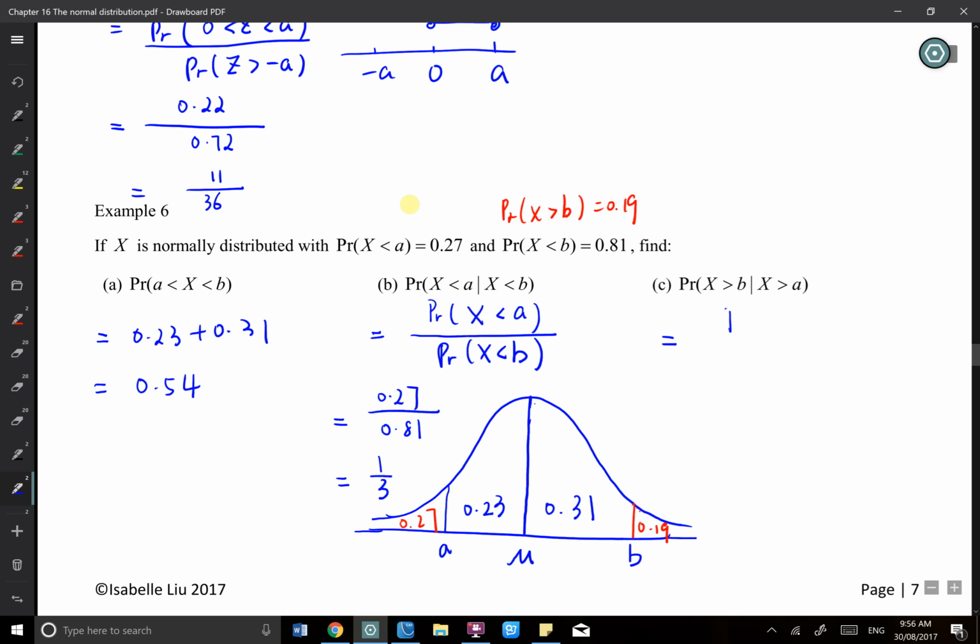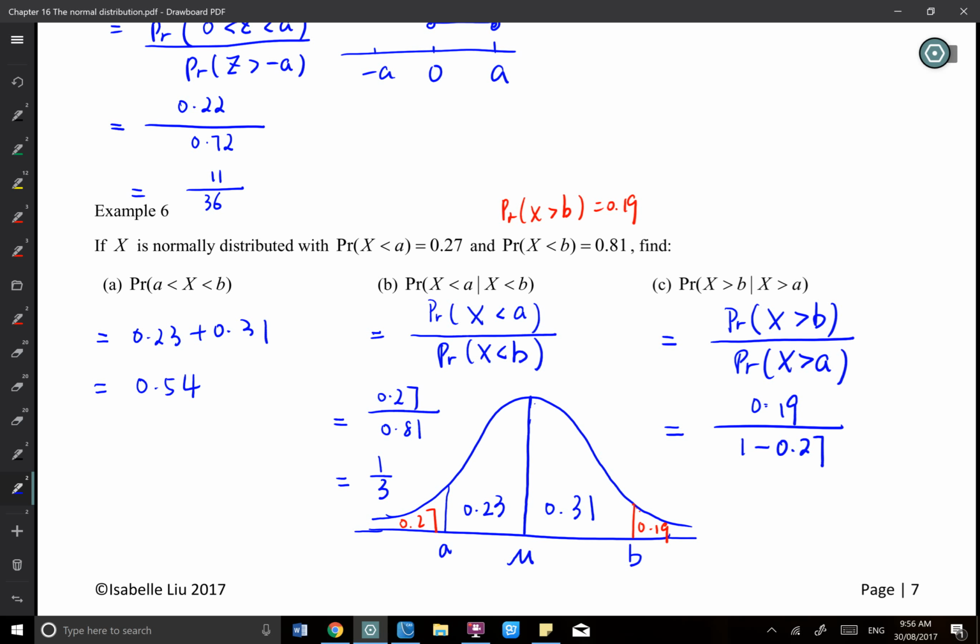Greater than b given greater than a: the intersection is greater than b, larger than the larger number. Greater than b over the probability larger than a. Larger than b is 0.19 as we figured out here, and larger than a is 1 minus 0.27. So what we have is 0.19 over 0.73.